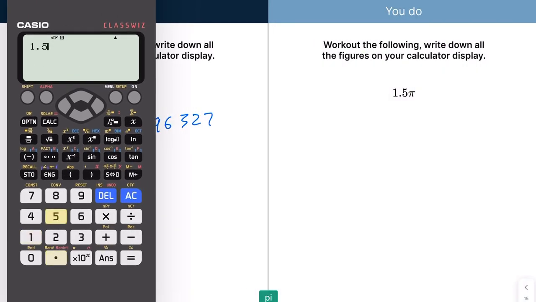So that is 1.5, and then shift, and then this button down here to get you pi. If I do that again, shift, and this button here. And that is, now press the SD button to convert that to a decimal.